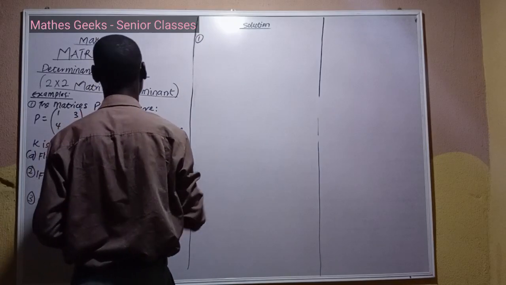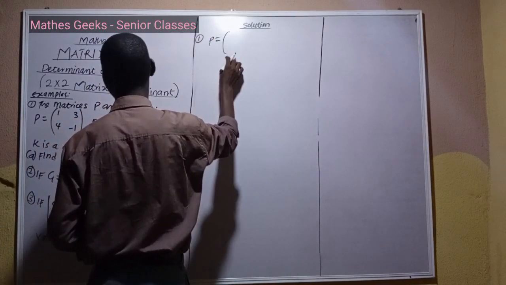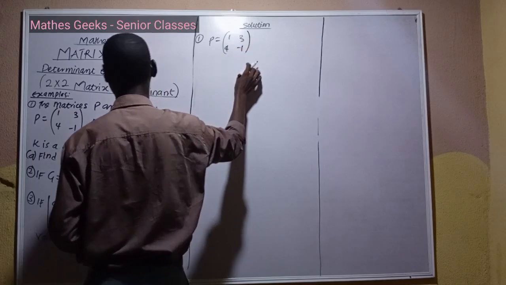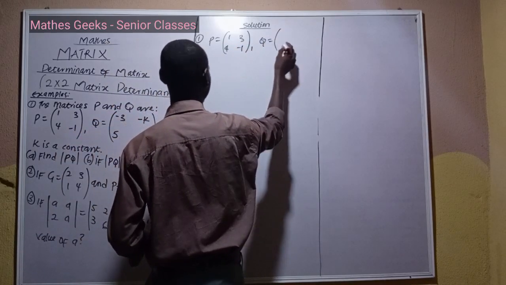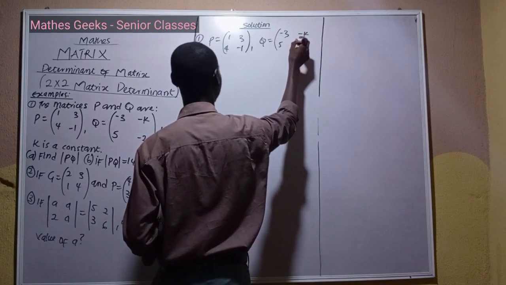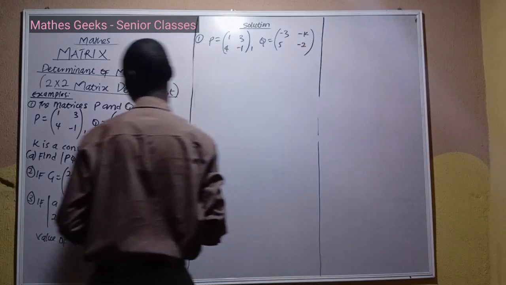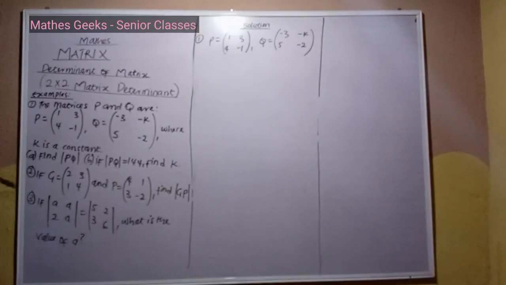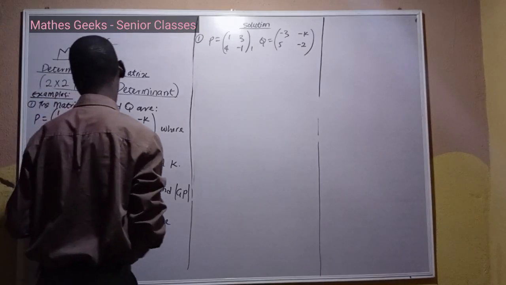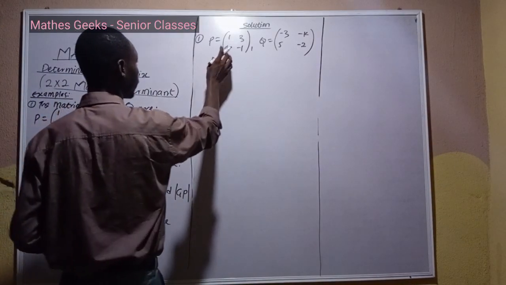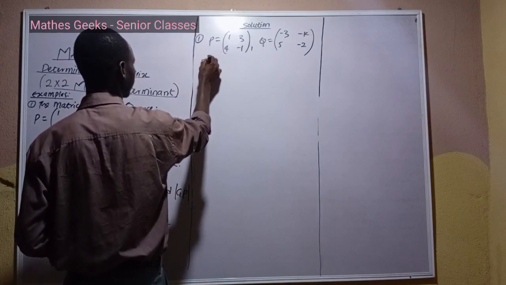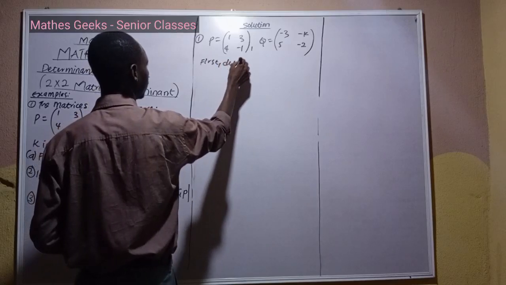The matrices P and Q are 1, 3, 4, minus 1, 2, 5, minus k, minus 2, where k is a constant. E says find PQ. Let's find the determinant of the matrix PQ. Before we can find the determinant of matrix PQ, we have to first of all get matrix PQ. So first, determine PQ.